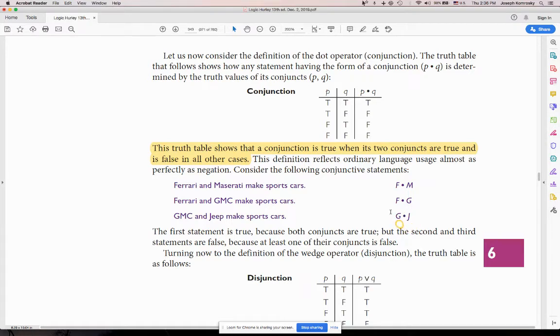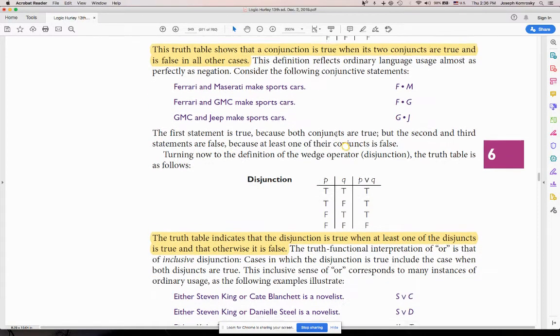I'll let you think about that for a second. If I know one of them's false, do I even have to look at the other one when I'm dealing with a conjunction or a dot? The answer is no. The second you find a false, done. The whole thing's false. Why? Because we know if we have one false in there, the whole thing's false. Okay? All right, let's go to disjunction.